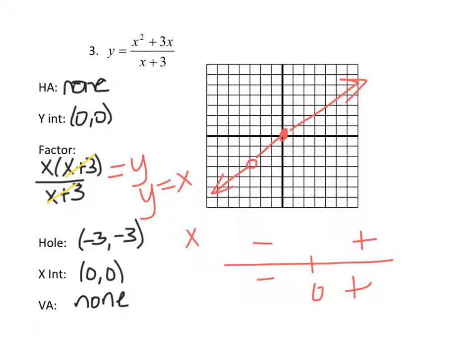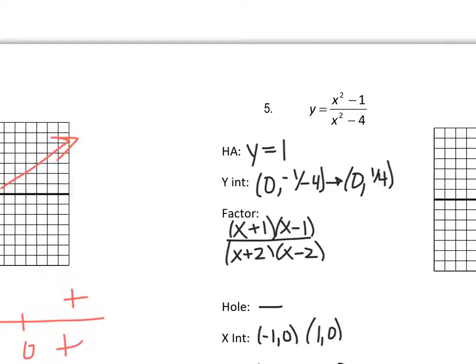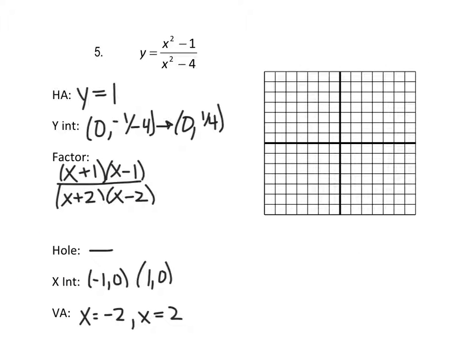Number 5. We have y equals 1 for my horizontal asymptote, y-intercept of 0, 1/4, so it's just barely up above my x-axis, x-intercepts of -1, 0 and +1, 0, vertical asymptotes at -2 and +2.